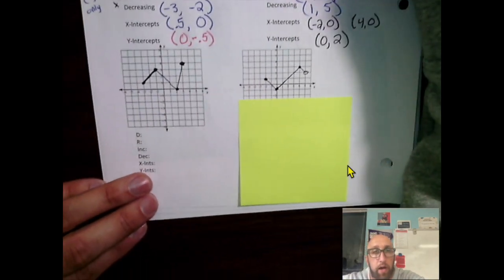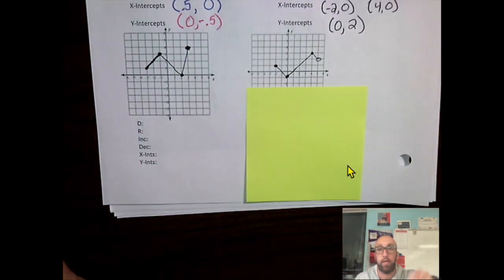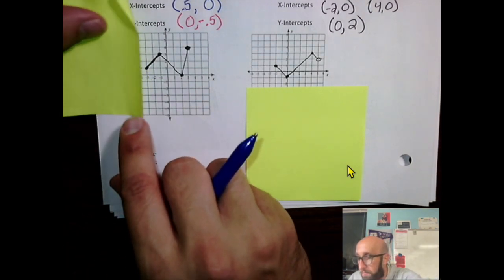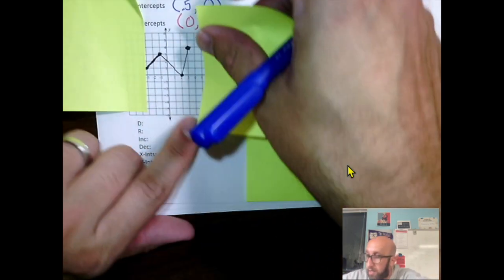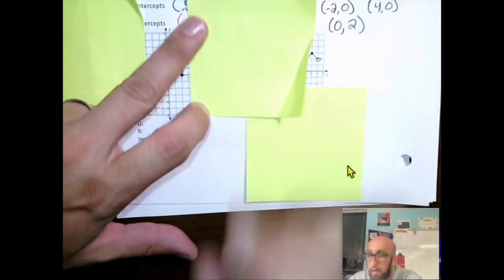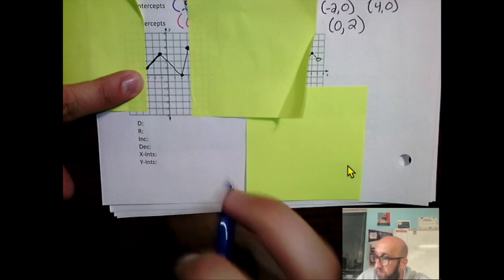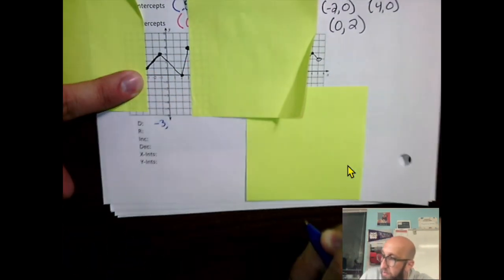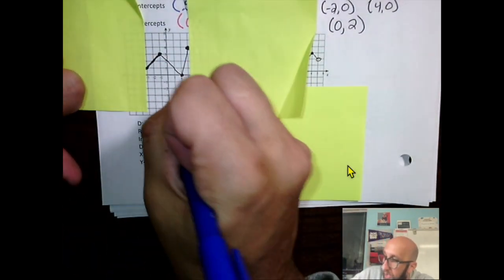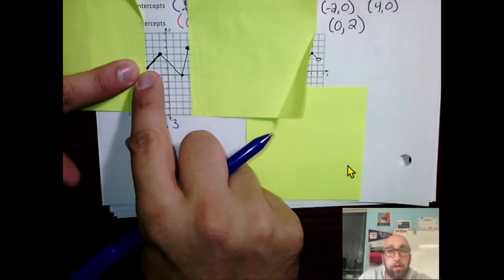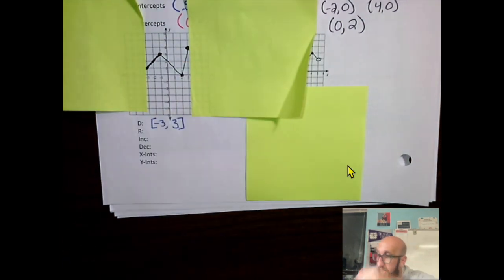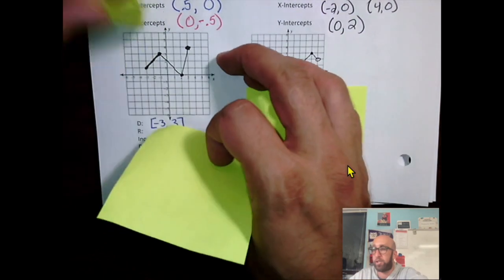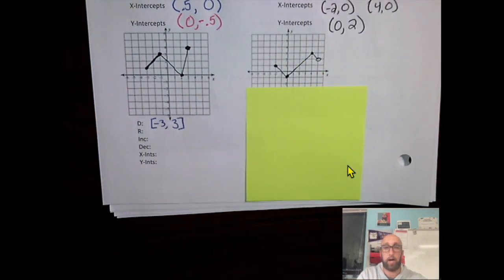I will slow down for everything else. So domain, going through the motions, left, right, low, high for domain and range. So there's left and there's right for my domain. Left side, we're at -3. Right side, we're at +3. And we got a closed circle and a closed circle, so we're talking bracket, bracket. That's domain. To switch to range, we're now talking low to high, low to high.